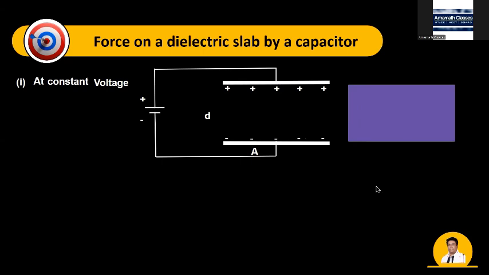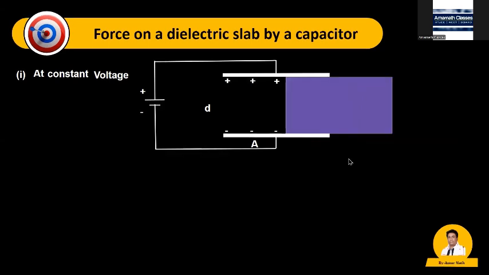So assume that the dielectric slab is already inserted by an amount x. Because we are now going to derive what the force on the dielectric is. So let me explain: say X amount of dielectric is already inside. The total length you can take as L, so it means L minus X will be outside, empty.